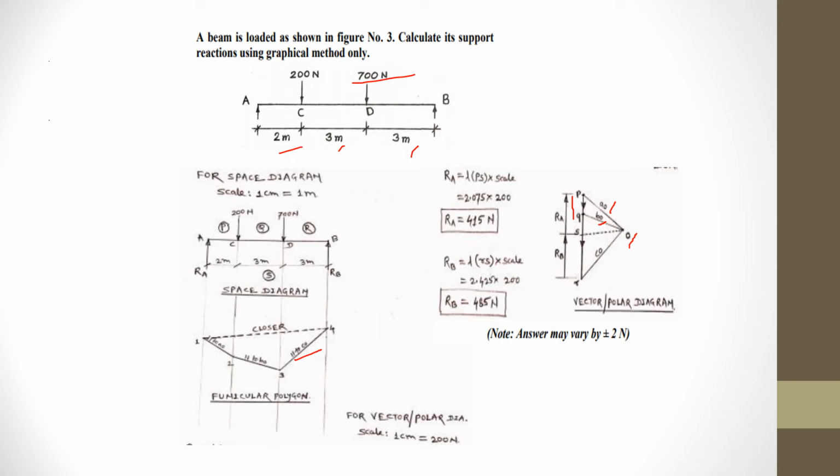Now we have to find reactions RA and RB. So for finding RA there is a formula, length PS into scale. So this is length PS and scale we have taken as 1 centimeter equal to 200 Newton. So length PS into 200. So we will get RA as 415 Newton, and now for finding RB, length RS into scale. So RB is 485 Newton.